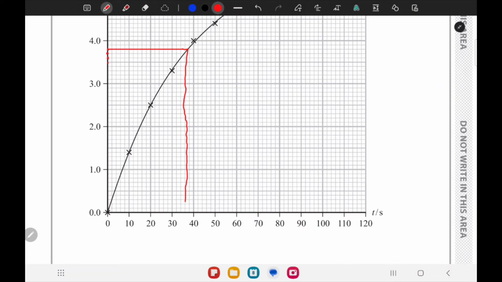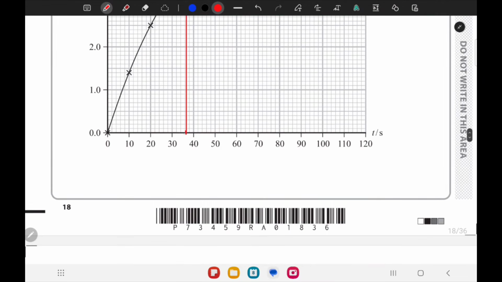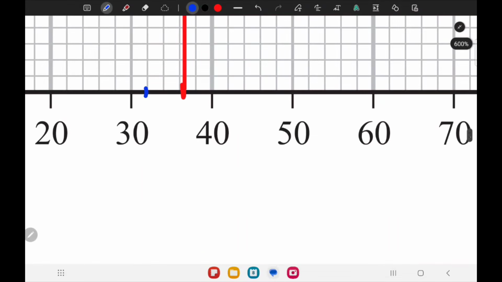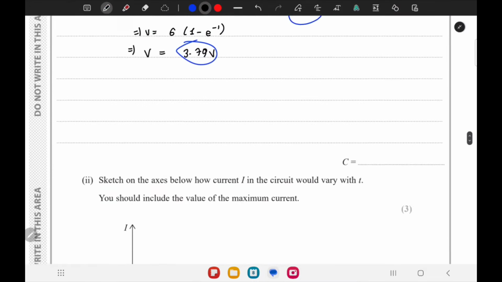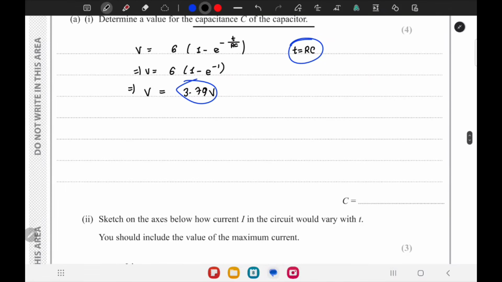So this is the value of time. Each 5 boxes is 10 units, so each box on the x-axis is 2 units. So this is 32, 34, 36. So the time constant over here is 36.